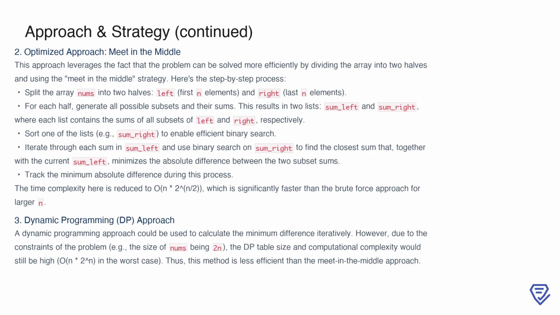By iterating through each sum in sum_left and using binary search on sum_right, we can quickly find the closest matching sum that minimizes the absolute difference between the two subset sums. This approach dramatically reduces the computational complexity to n*2^(n/2), making it significantly faster and more scalable than the brute force approach.